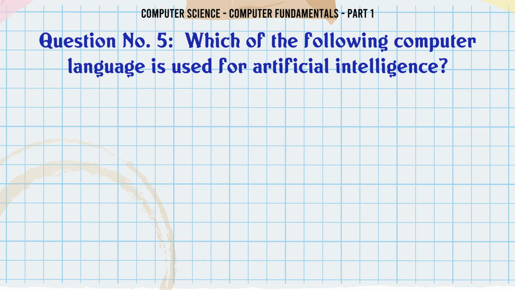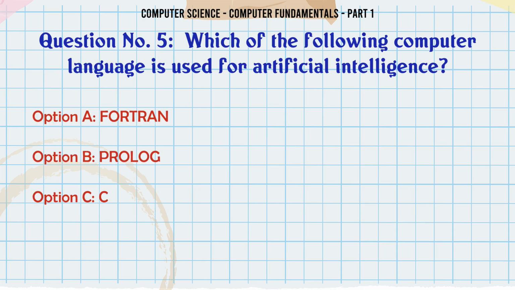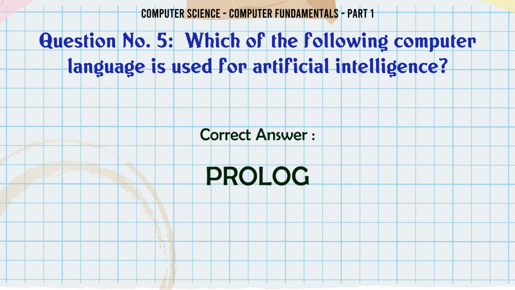Which of the following computer languages is used for artificial intelligence? A. Fortran, B. Prolog, C. C, D. COBOL. The correct answer is Prolog.